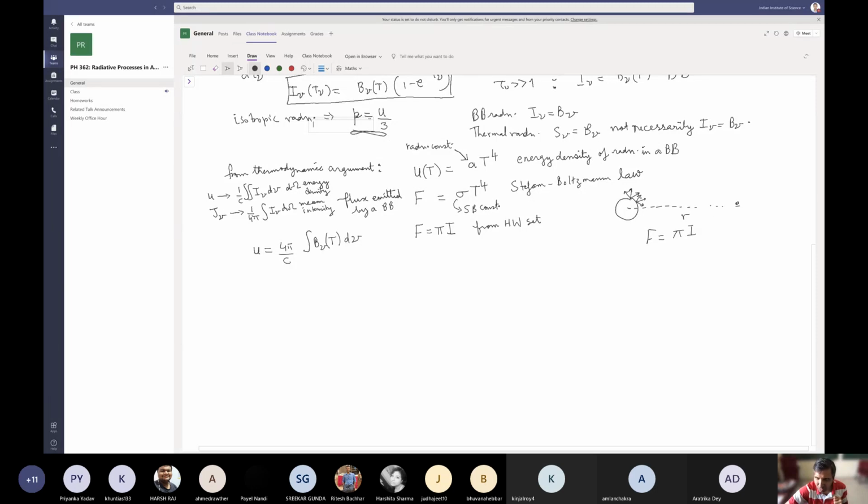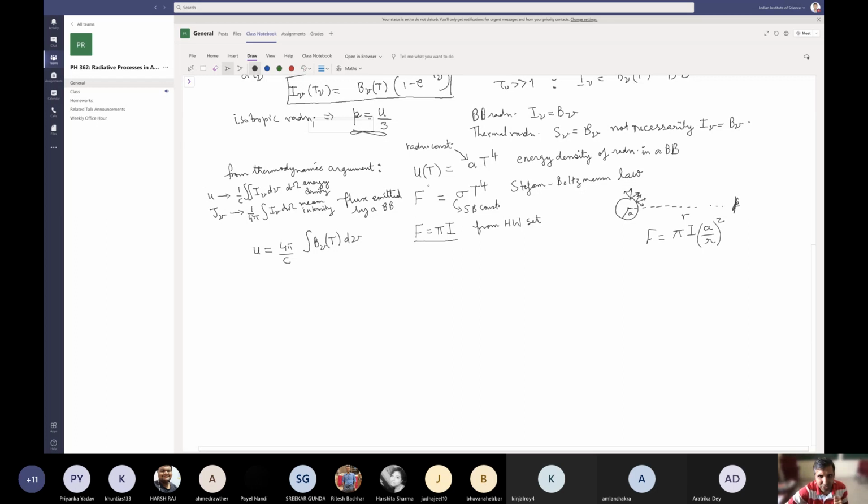So the flux measured here will be just pi I times, if its radius is a, pi I times a by r the whole square. So this is what I had asked you to prove. If you put r equals a, if you're observing right at the surface, then you get pi I. So this is the relationship between flux and intensity.